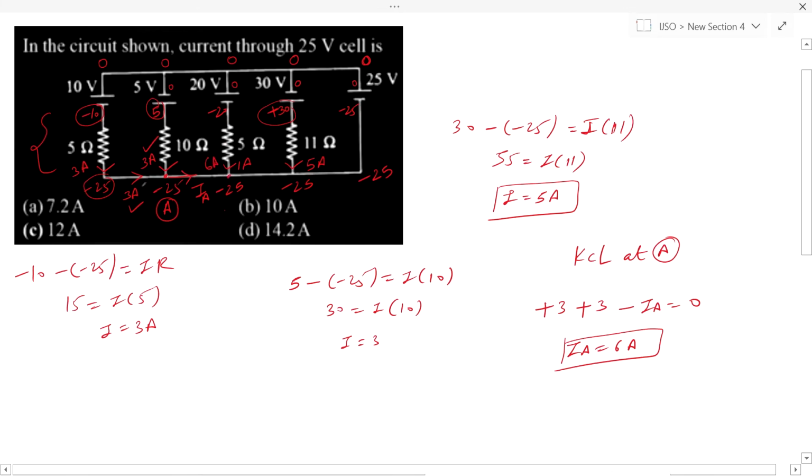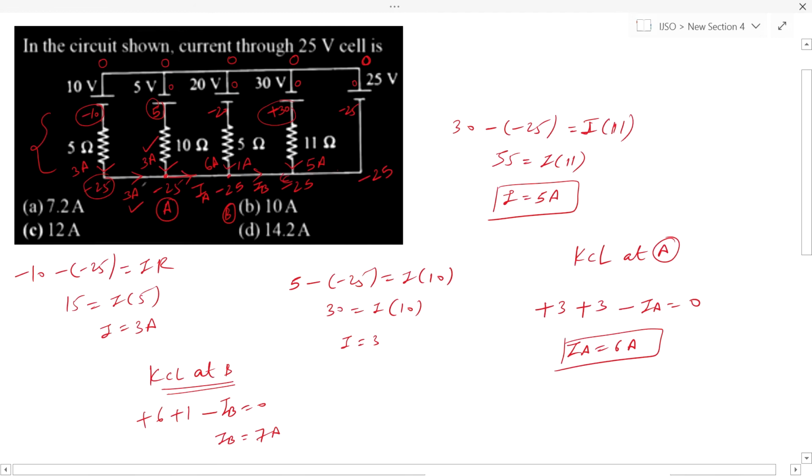After that, let's apply KCL at junction B. Plus 6, plus 1, minus IB, so minus 7. IB equal to 0. So IB equals 7 ampere. Coming back, IC will be 12 ampere.